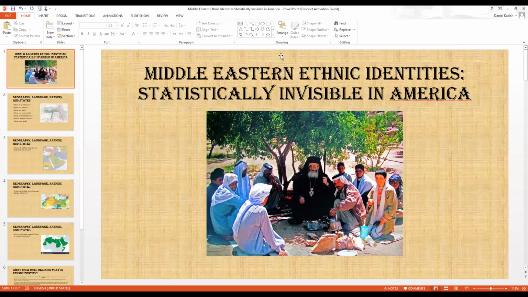Welcome everybody to the Culture and Community Circle workshop on Middle Eastern ethnic identities, statistically invisible in America, presented by Daniel Kakish. The discussion is focused on Middle Eastern ethnic identities, what these identities are, who decides them, the kinship of ethno-linguistic groups.